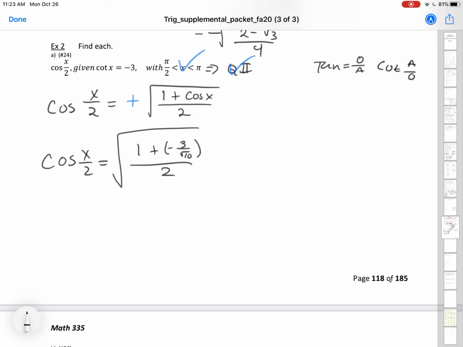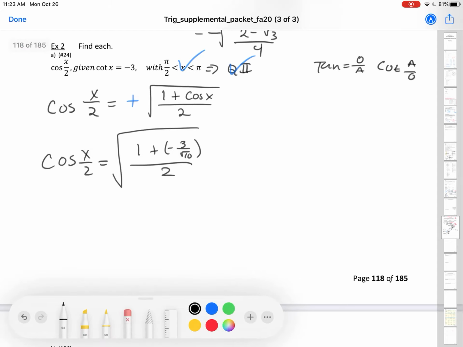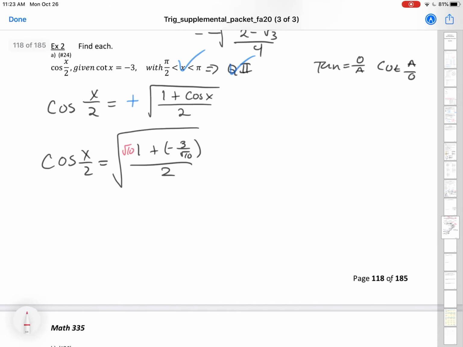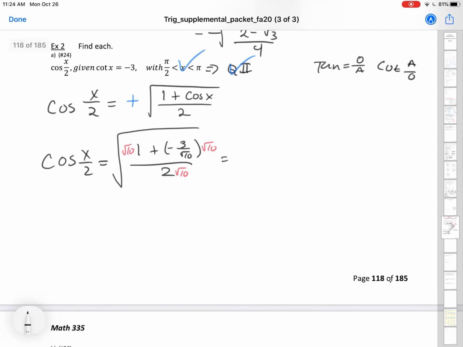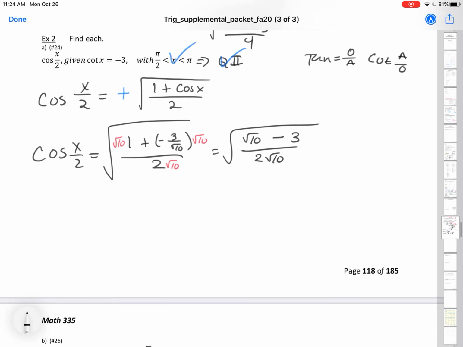Well, maybe you'd multiply everybody by root 10 to get rid of the root 10. So if I hit everybody by a root 10, I'll come in here and put that in red. So I'll hit this guy by root 10, this guy by root 10, this guy by root 10, and clear that guy out. What do I get? I get the square root of root 10 minus 3, because those root 10's cancel, all over 2 root 10. So the only reason I'm not done is because I got this root 10 in the bottom. Well, there's actually more reasons than that, so let's keep going.